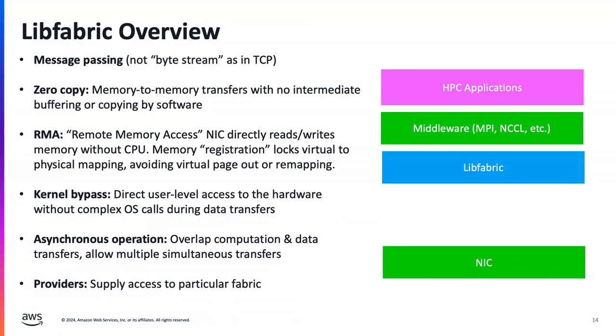So if you look at the stack at the top, you've got your high performance computing applications, whether you're measuring the airflow over an F1 car, or whether you're doing hydrodynamics of a boat or what have you. Then comes the middleware. This includes things like the message passing interface, or MPI, or the NVIDIA collective communication library if you're doing artificial intelligence with GPUs. Then comes Libfabric. And between Libfabric and the network interface card, you've got providers. This is a provider for one fabric, provider for a second fabric, provider for a third fabric. Depends which fabric that network interface card is going to be on.